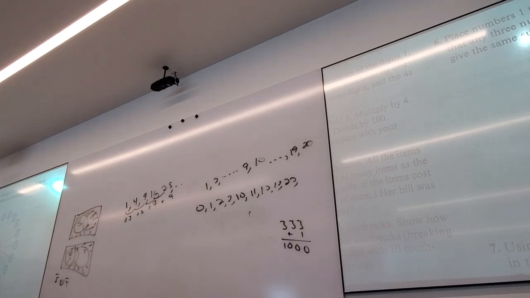When you have 2 like that, that's 0. So that's its own place. There's nothing there yet.